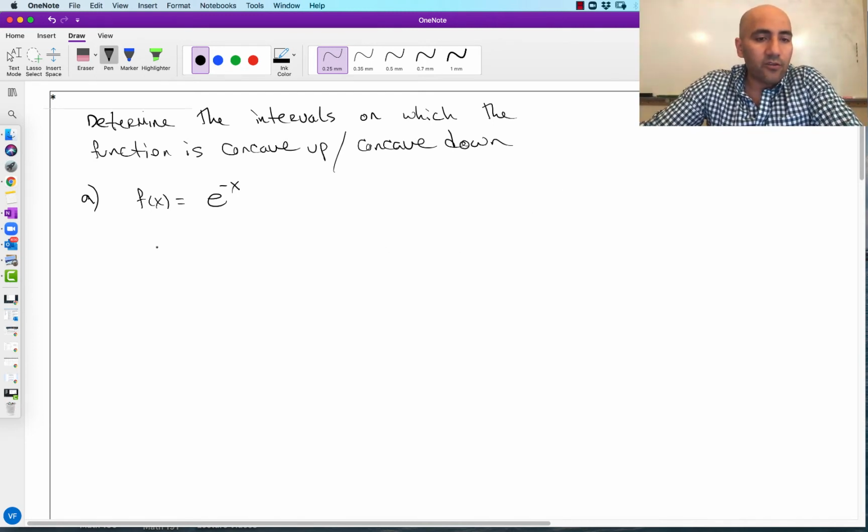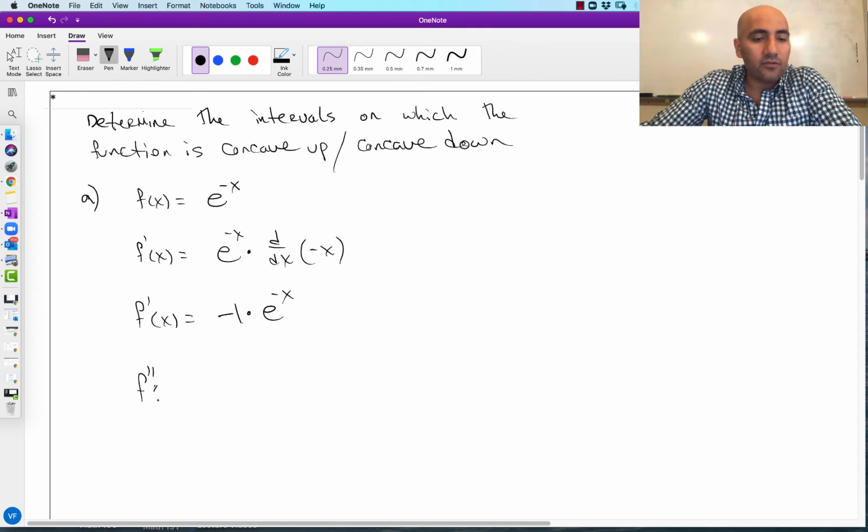So we know we have to find derivatives. So let's find that first derivative. That first derivative is equal to e to the negative x times the derivative with respect to x of negative x, which means that first derivative is equal to negative 1 times e to the negative x. Okay, and then we need a second derivative. So now let's find the derivative of the derivative.